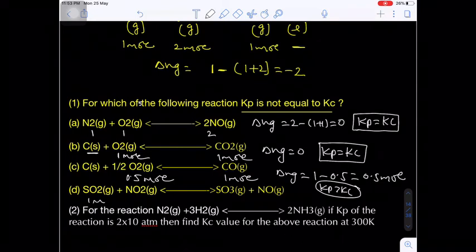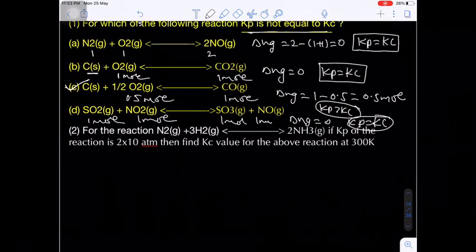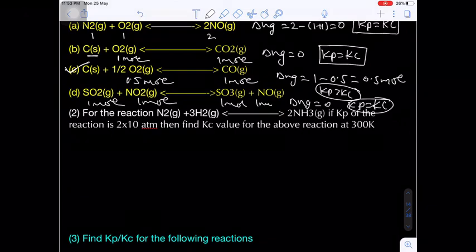Now in the fourth case, this is 1 mole, this is 1 mole, this is 1 mole, this is 1 mole. So delta Ng is 0. That means here also Kp is equal to Kc. So the reaction where Kp is not equal to Kc is option number 3. Option number 3. Okay. Now come to the next one.